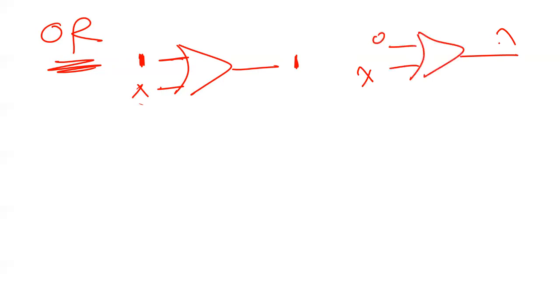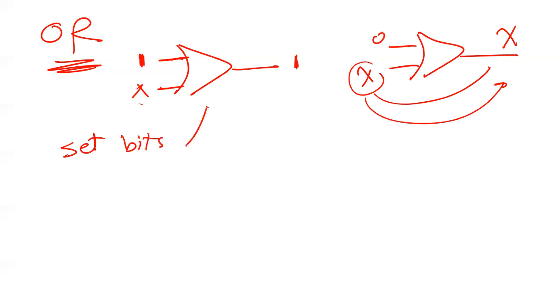OR works this way. If one input is 1, regardless of what I have here, I'm going to get 1. That's how OR is. If I have 0, so here I'm going to get x. If I have 0, I'm going to get the same value here. So if this one is 1, I'm going to get 1. If it is 0, I'm going to get 0. Same value here. So if I want to set some bits, this one can help me to set some bits. And for no change, if I don't want to change some bits, I can put 0 because 0 is going to be no change. Is that okay? That's exactly how it is.